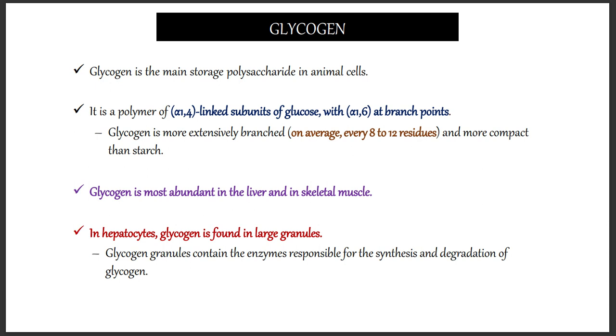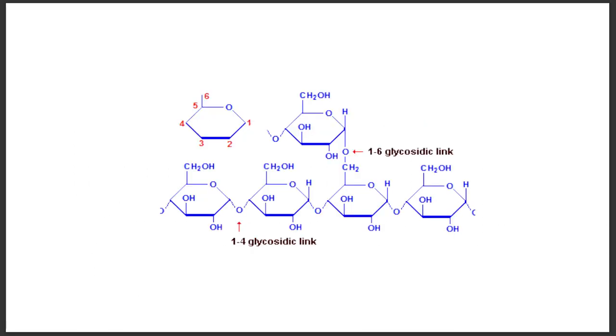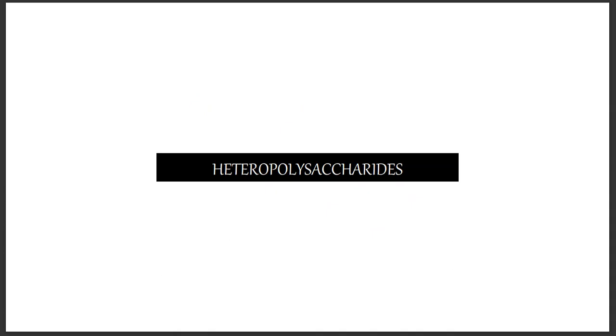So depending on the needs of the body, if I'm fasting, glycogen will be broken down to glucose. If I'm just from eating, glucose will be converted to glycogen. And you understand this is very interesting. We'll talk about how that happens. Okay, so that's the structure. Same with amylopectin.